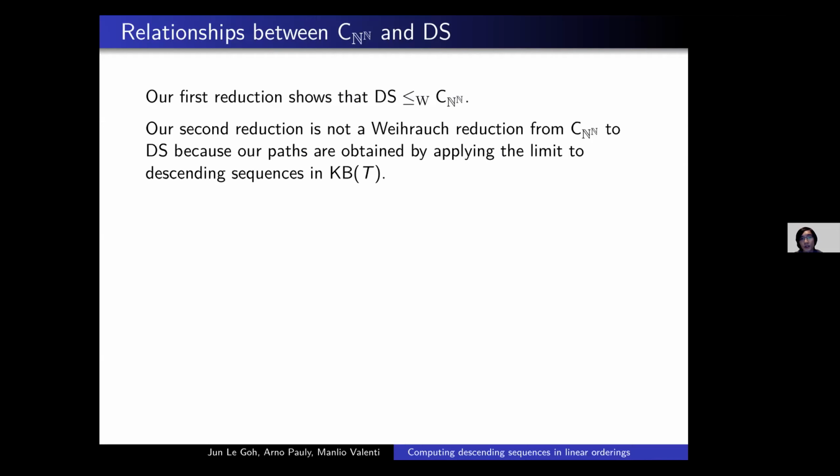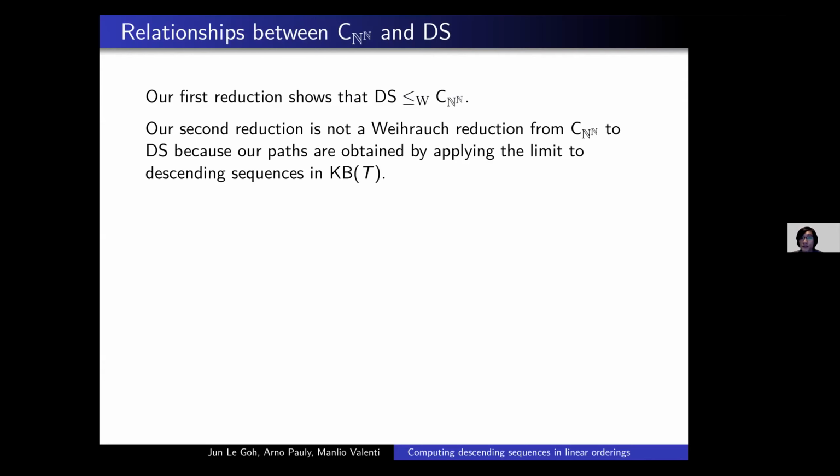However, the second reduction that I showed you, the one that involves the Kleene-Brouwer ordering, that is not a Weihrauch reduction for the following reason. For the forward reduction, we applied the Kleene-Brouwer ordering. That's perfectly fine, that's computable. However, when we were going backwards from the descending sequence in the Kleene-Brouwer ordering to the path, we applied the limit, right? And that's not a computable operation. So it doesn't satisfy the definition of a Weihrauch reduction. So it's not a Weihrauch reduction.